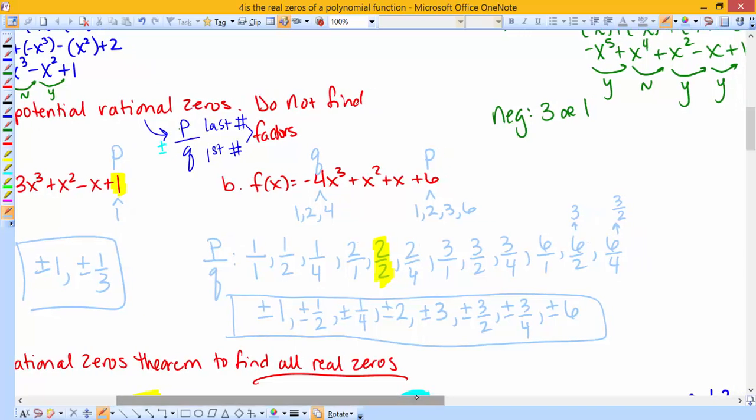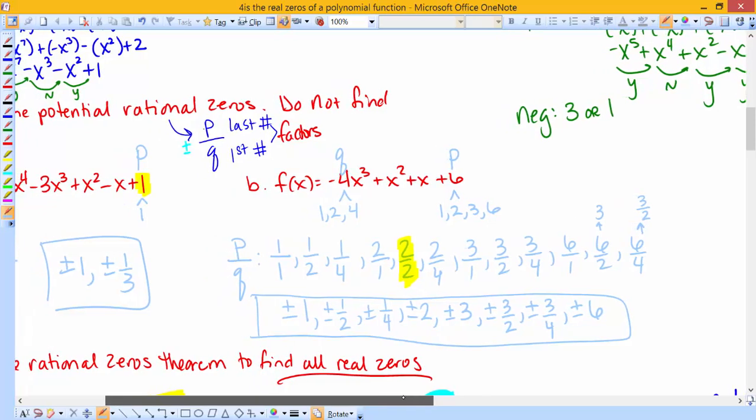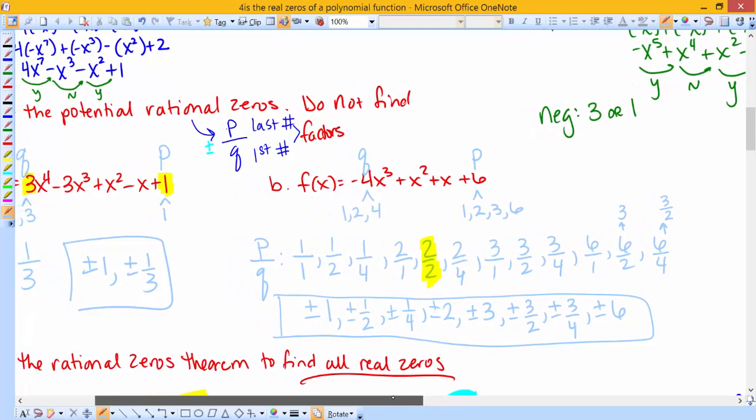Tomorrow, we will actually be taking these rational zeros and finding which ones are actual solutions to some equations. But that's a lot to try. And that's why we narrow it down to positives and negatives also, like we did in the previous example. And then we use synthetic division. So that's what's going to be coming up in the next video.